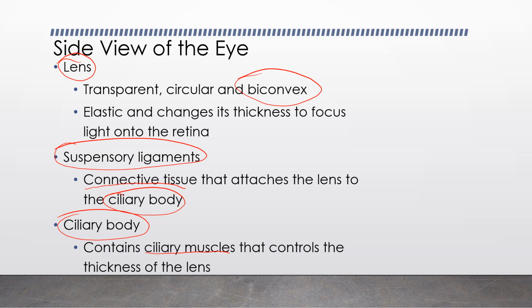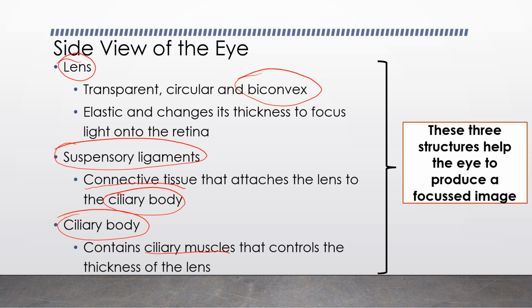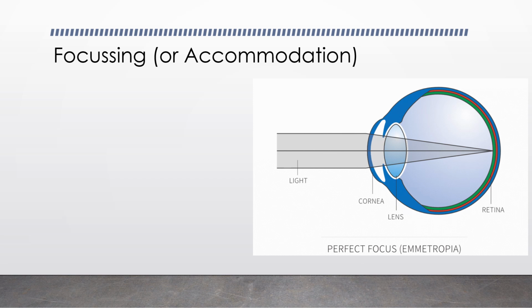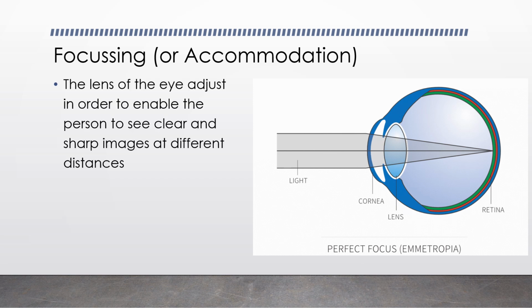Just remember these three. The other parts of the eye are not that important when we talk about how the eye focuses to distance. So just focus on these three, and it should be quite good. These three structures help the eye to produce a focused image with respect to distance. We call this accommodation or focusing.